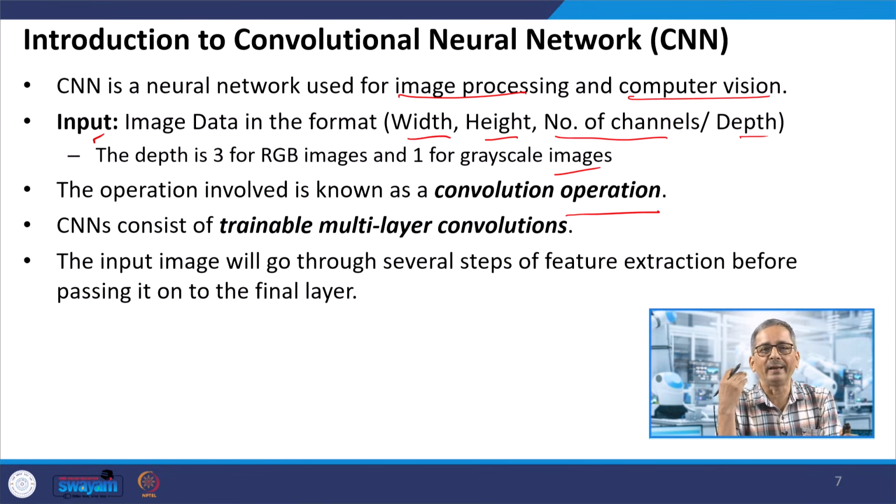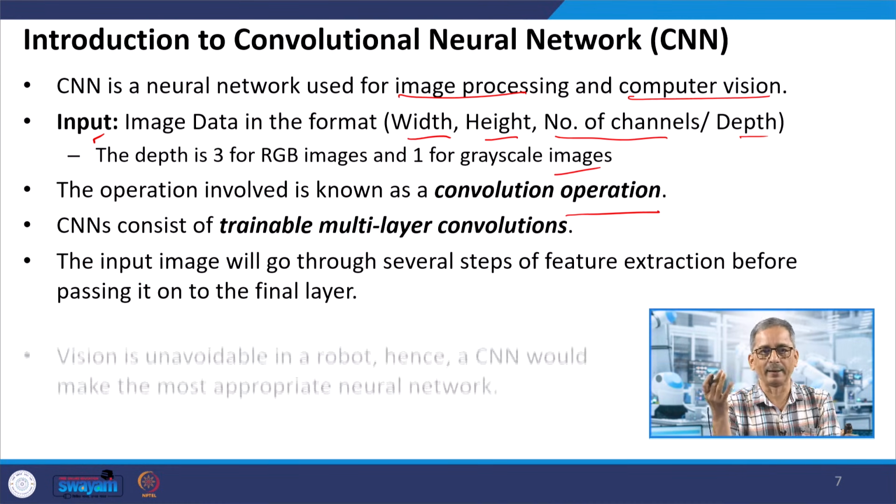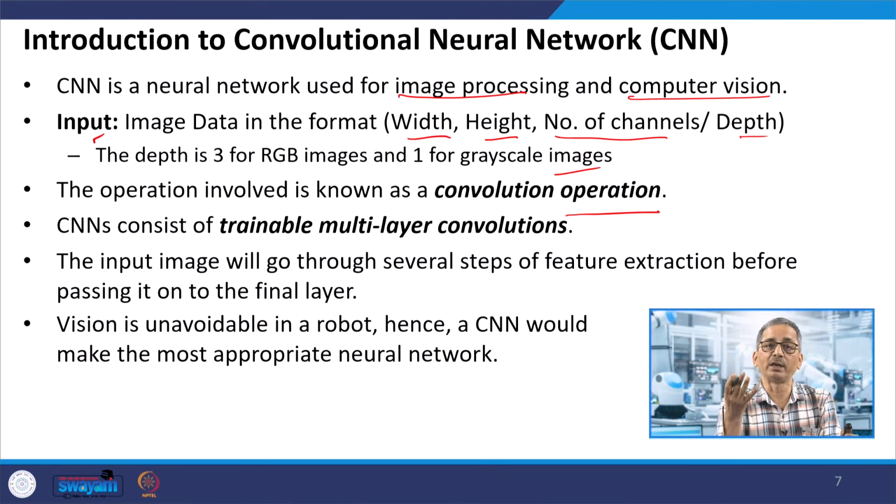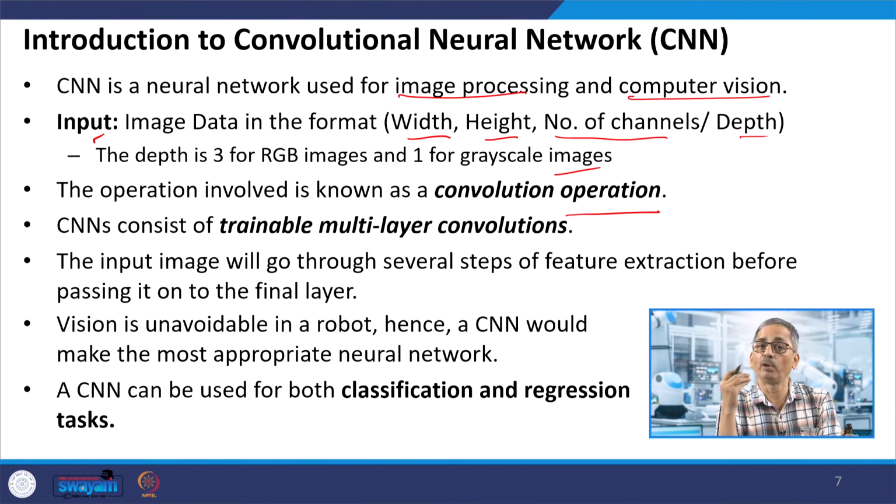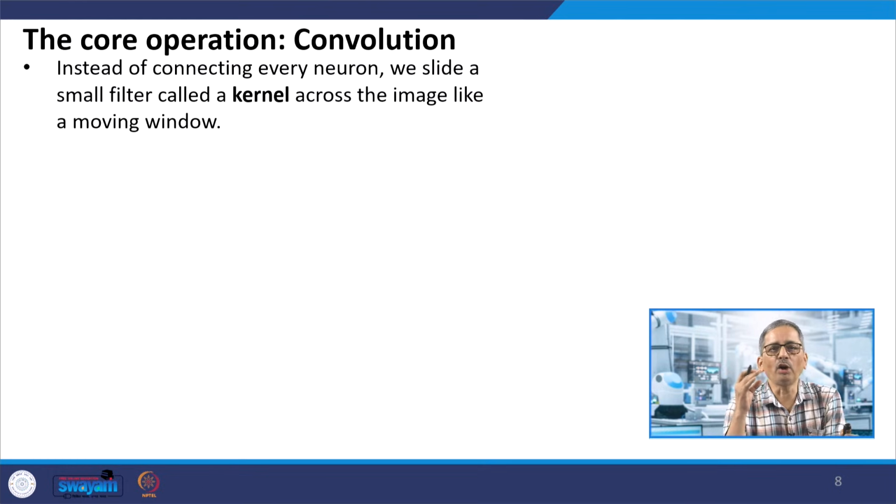The input image will go through several steps of feature extraction before passing to the final layer. Vision is unavoidable in the case of robotics, hence CNN is most appropriate to be used. A CNN can be used for both purposes, that is, for classification as well as for regression tasks. So, let us look at the core operation which we call convolution.